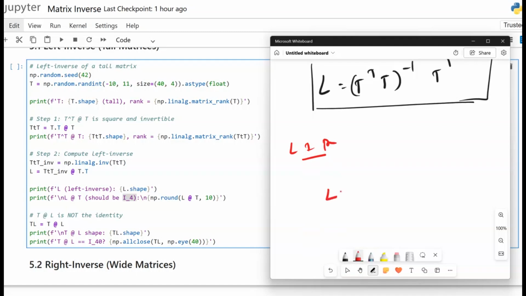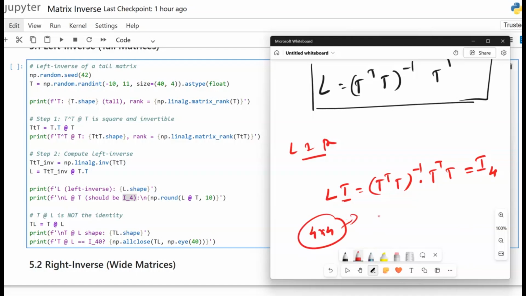So here it would be LT, which is equal to (T transpose T) whole inverse, multiplied by T transpose. Of course, we are just going to multiply by T on both sides, which gives identity of 4. Yes, of course it is a 4 by 4 identity matrix, and it confirms that L is a left inverse of T.